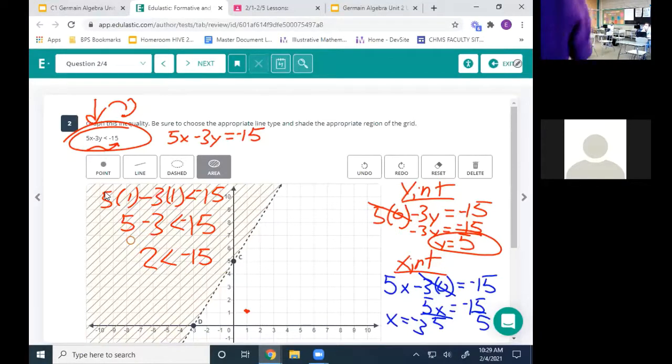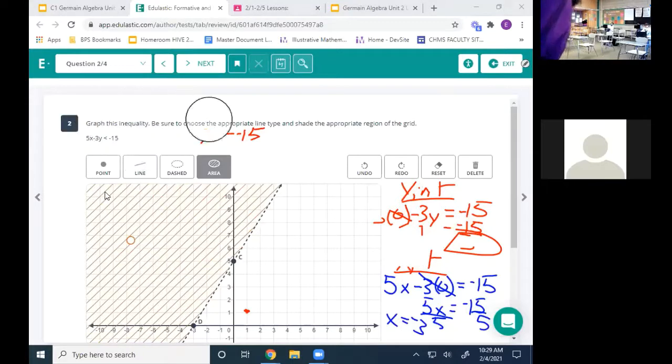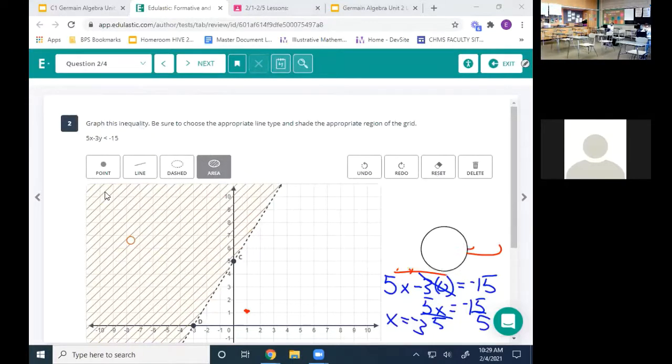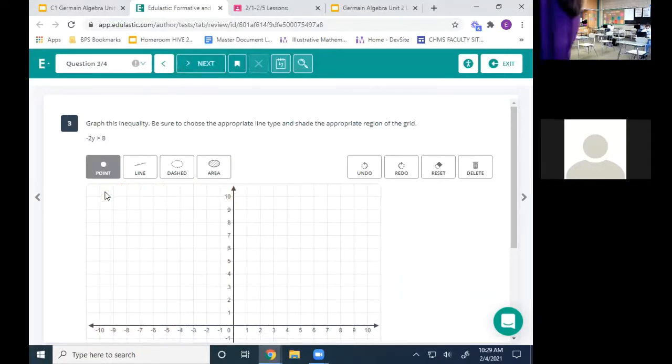Let me know if you're having trouble with that in the chat. Okay. Awesome. So the next 2 are going to be independent. I'm giving you 5 minutes right now to work on 3 and 4. Make sure that when you see it, you convert it to an equation, graph it, and then talk about the type of line and which part you're going to shade. Take 2 minutes right now.